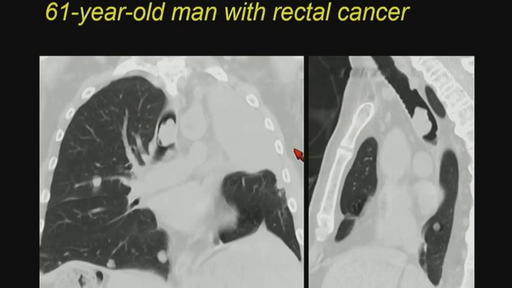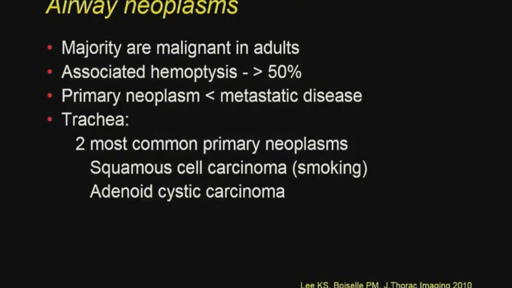Now let's switch gears to another very common cause, such as neoplasm. So this is one of the rare cases where we have a large tumor involving the trachea, and this patient actually presented with dyspnea, not with hemoptysis. But that would be a definitely known cause and very frequent cause of hemoptysis. We can see extensive involvement of the thorax by malignancy. And we know that the majority of the airway neoplasms in adults are malignant.